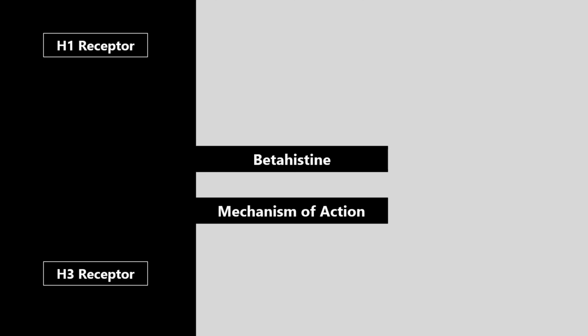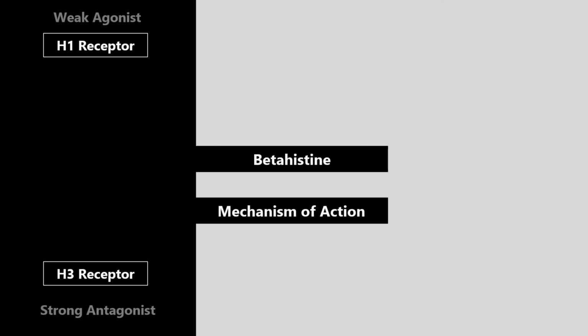Now, it will be easy to understand the mechanism of action of betahistine. As its name suggests, it is related to histamine. It is a histamine analog. It has both the property of agonist and antagonist. It is weak agonist at H1 receptor but strong antagonist at H3 receptor.